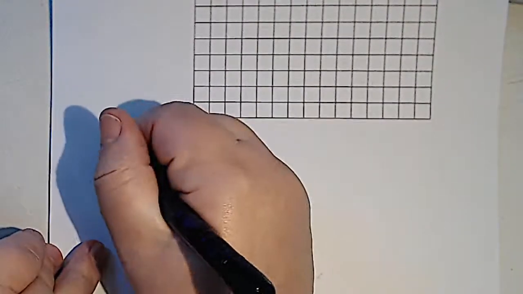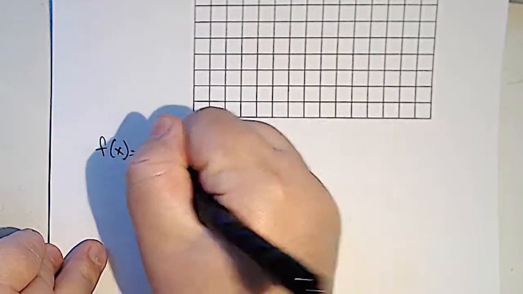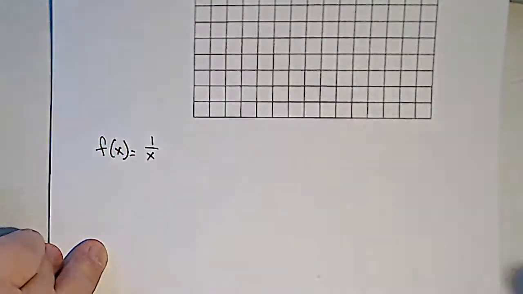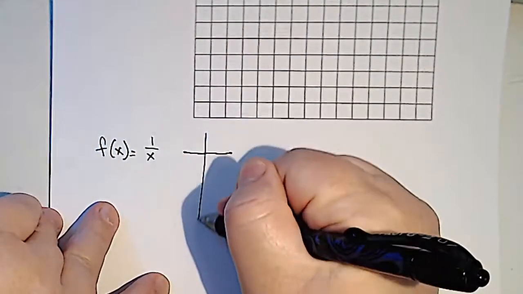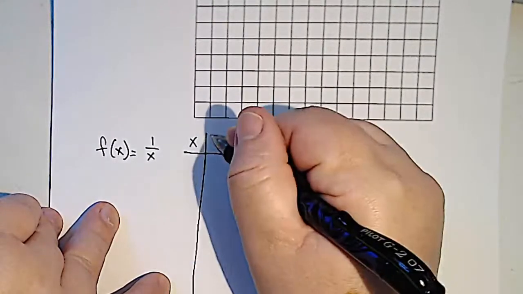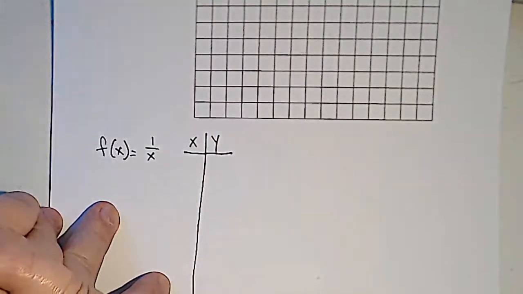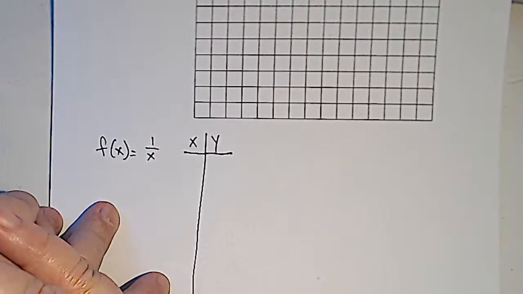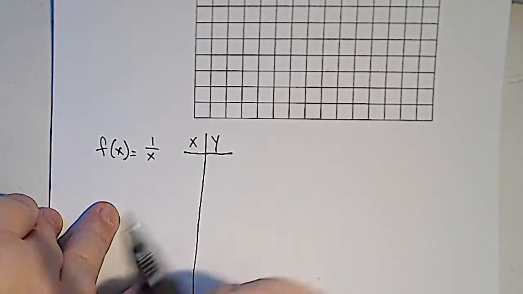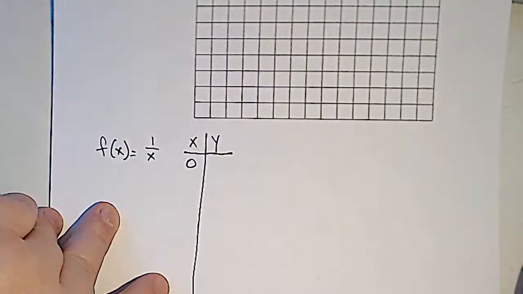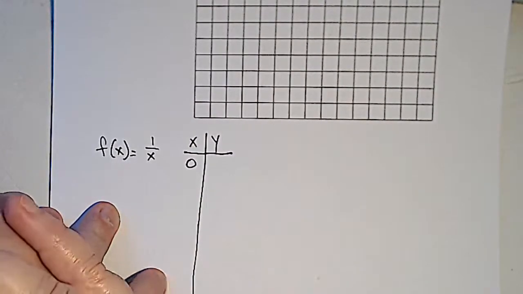Okay, so if I've got f of x equals 1 over x, the first thing I might want to do is set up a table of values. And the very first thing that I do is I always tell you, let's always try x equals 0. And here it explodes.